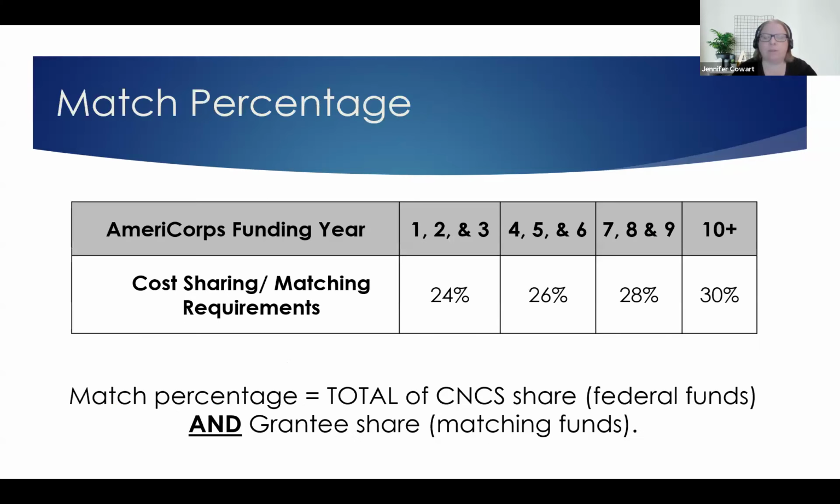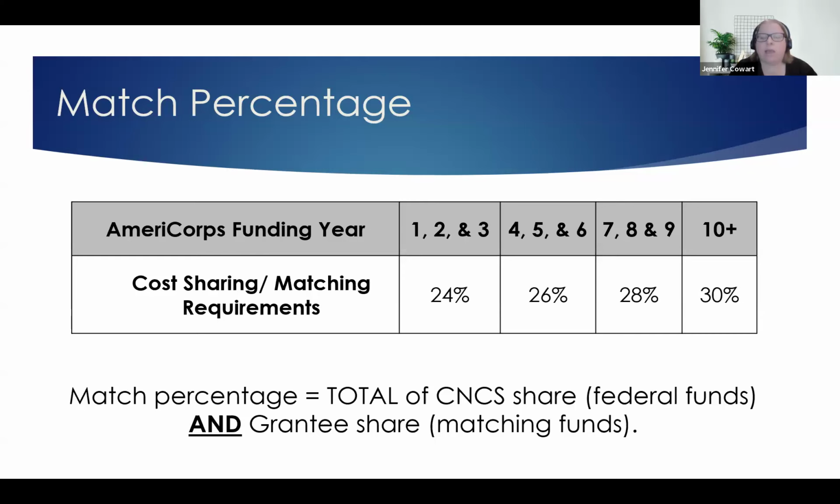Okay. The match percentages have changed with the rulemaking that took place last year. So the maximum match now is 30%, whereas previously it was 50%. And the match doesn't increase each year, it goes up every 3 years. So if you're a brand new program, in your first 3 years, it's 24%. If you're in years 7, 8, and 9, it's 28%.